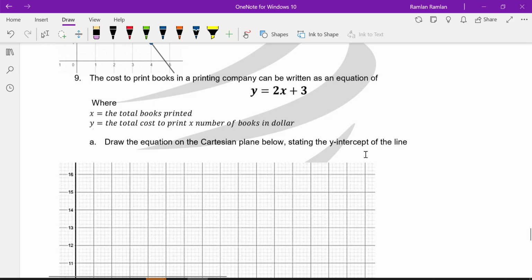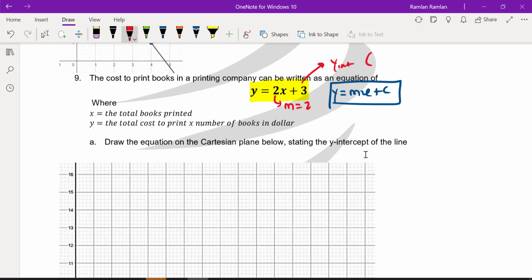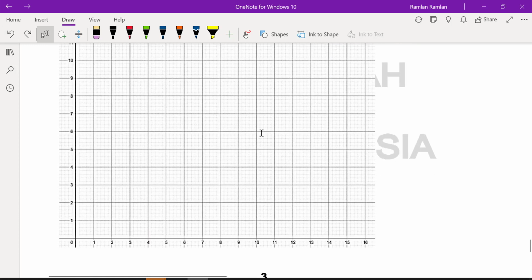Now in here, remember that this is in the form of y equals mx plus c. Because it is in this form, this 2 is going to be the gradient, and this 3 is going to be the y-intercept. The coordinate will be (0, 3). Can you see what happened here? We have a point on the line which is (0, 3). So just mark that onto the Cartesian plane, over here, (0, 3).